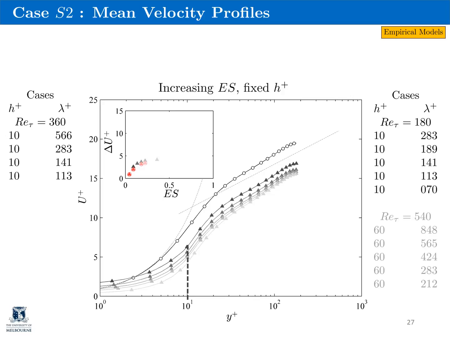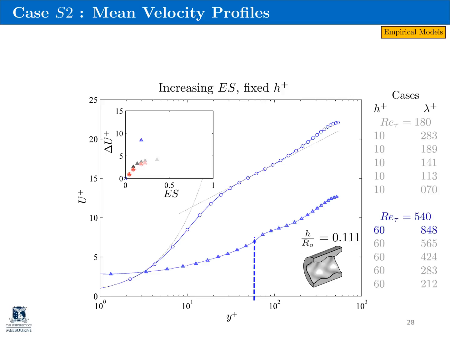This gives confidence that our low Reynolds number simulations at Re_τ = 180 are able to provide reasonable estimates of ΔU+. Here are the cases simulated at Re_τ = 540, and immediately you can see that the roughness function when h+ equals 60 is much larger than when h+ equals 10, as one would expect. Initially, we observe an increase in the roughness function with decreasing roughness wavelength. However, further decreasing the wavelength of the roughness elements does not result in substantial change in the roughness function.